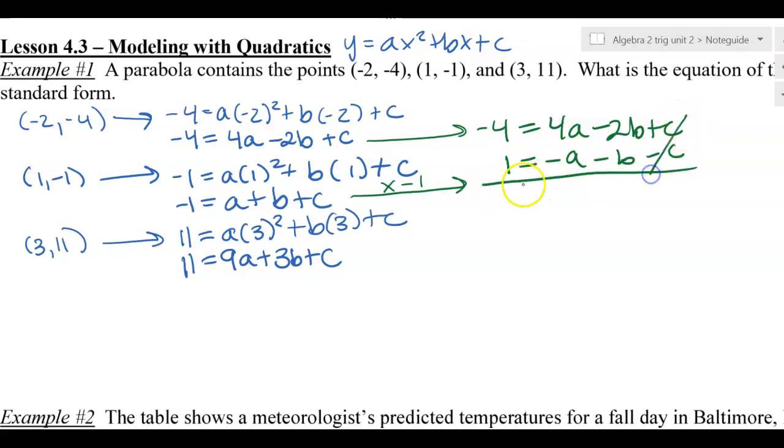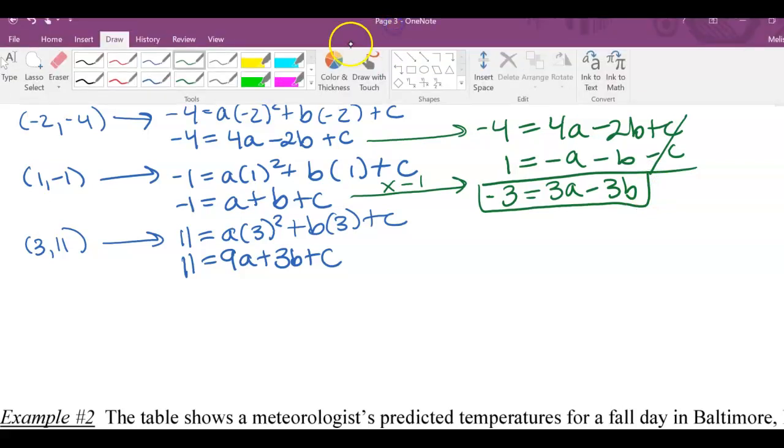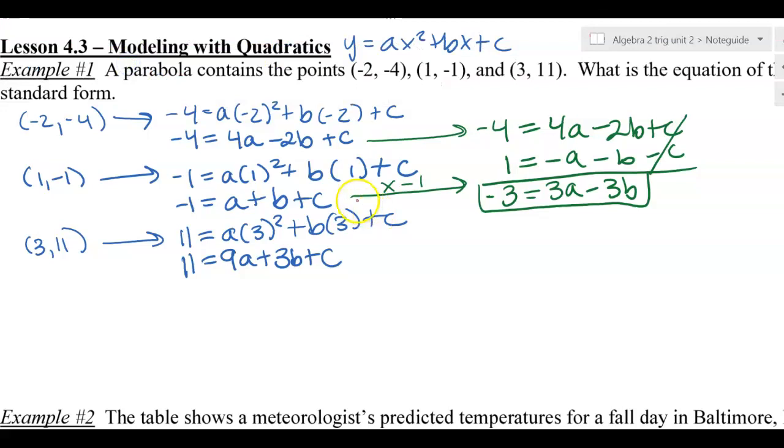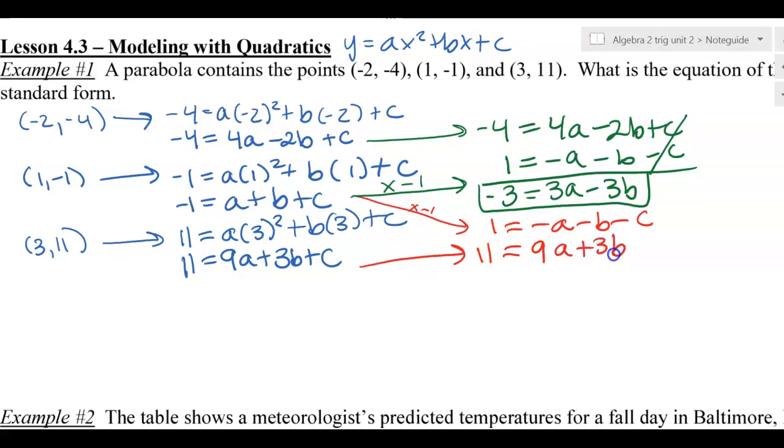and combine them together to get -3 equals 3a minus 3b. That's not an answer, but I'm going to put a little box around it because I don't want to lose it. And I know these get messy. Then I'm going to take the second and third equations and combine them together. And I think, again, I'm just going to multiply the second one by -1. Okay? So I'm going to have 1 equals -a minus b minus c. And I'm going to combine that with 11 equals 9a plus 3b plus c. So I have 12 equals 8a plus 2b.